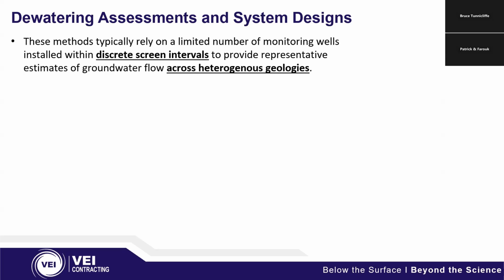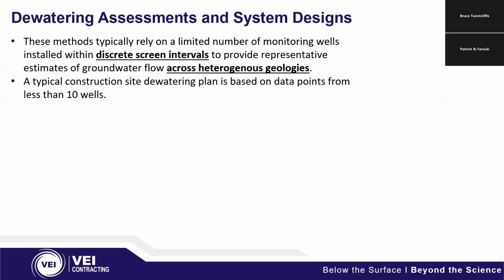So, summary of these methods: they typically rely on a limited number of monitoring wells that are installed as part of a hydro-G or geotech or ESA investigation. These wells are screened within discrete screen intervals, and the aim is to provide representative estimates of groundwater flow across usually heterogeneous geologies. It's not like it's just one sand type or one clay type, right? We usually run into various geologies, especially in Ontario.